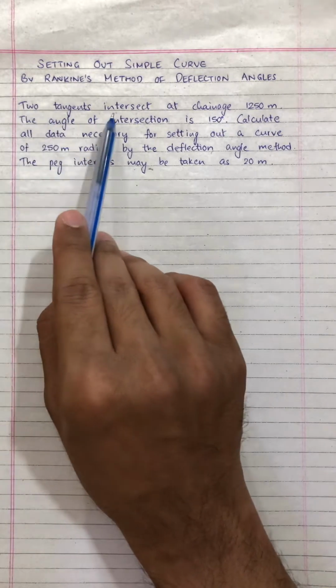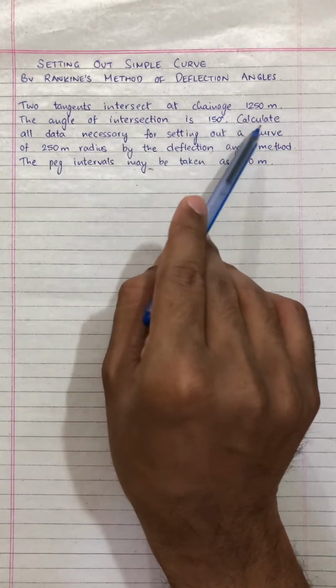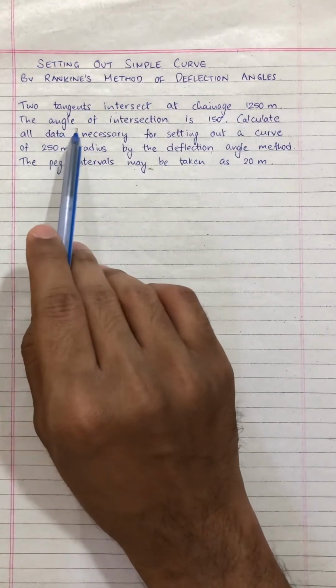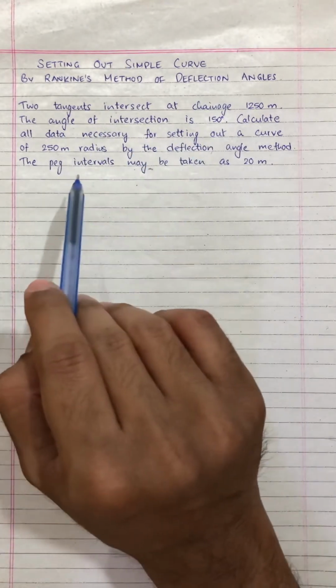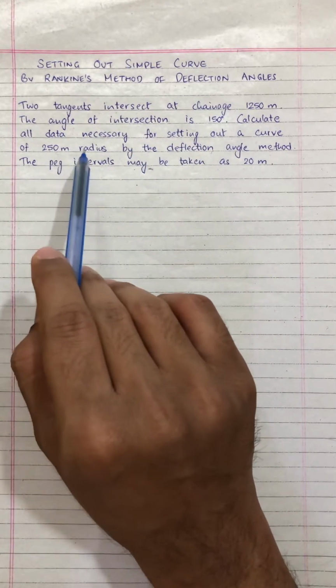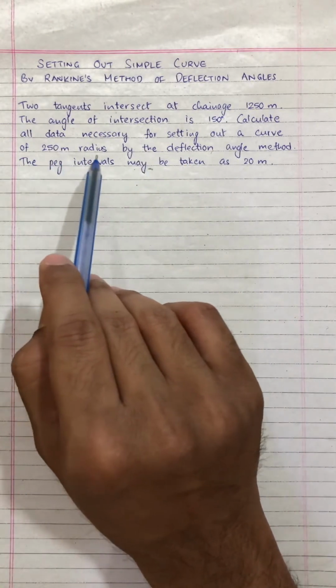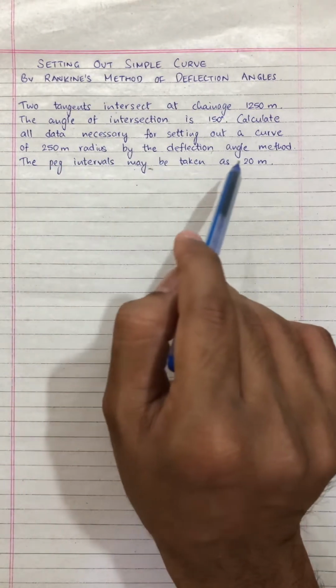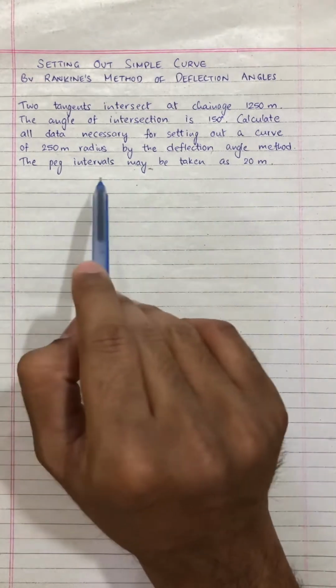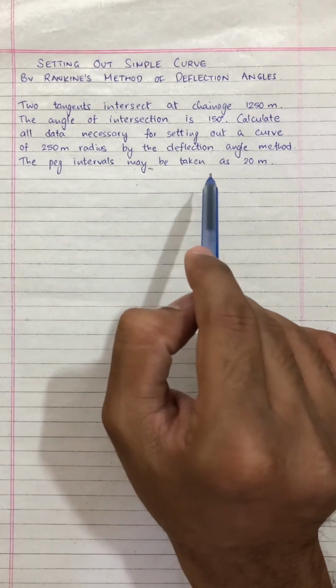Two tangents intersect at chainage 1250 meters. The angle of intersection is 150 degrees. Calculate all data necessary for setting out a curve of 250 meter radius by the deflection angle method. The peg intervals may be taken as 20 meters.